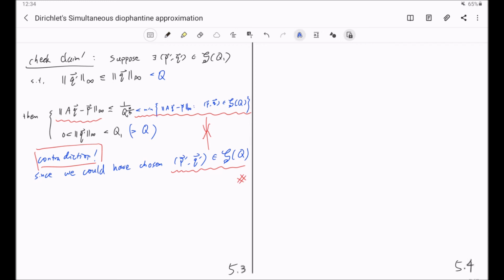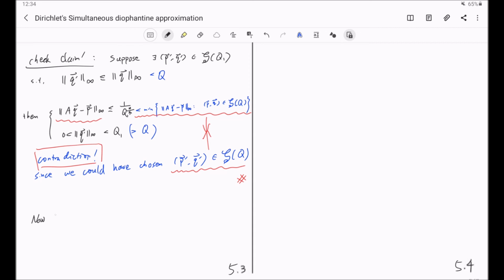This is maybe the trickiest part of this proof. I hope you can understand. And if you don't, please let me know in the comments. So if you understand this part, the rest will be easy. It will be just the induction.